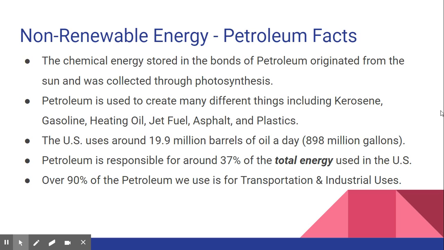Petroleum, there's lots of energy in petroleum. And again, it all started from the sun and was harnessed through photosynthesis. Petroleum can be used to create many different resources, from jet fuel that helps us do air travel to plastics, asphalts that cover our roads, heating oils that are used in our houses, as well as gasoline, which powers our cars. Petroleum's major use is gasoline.